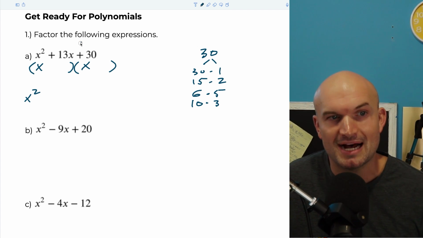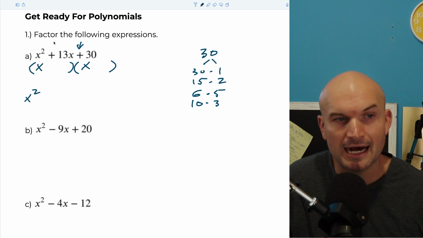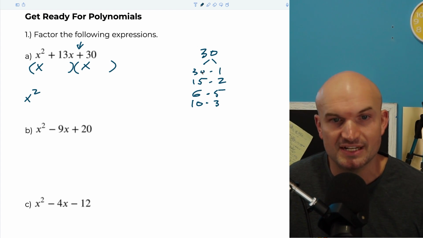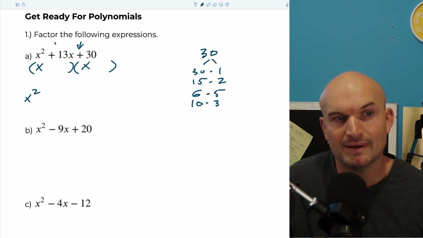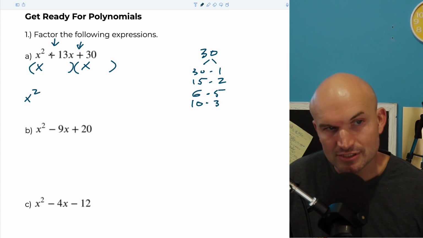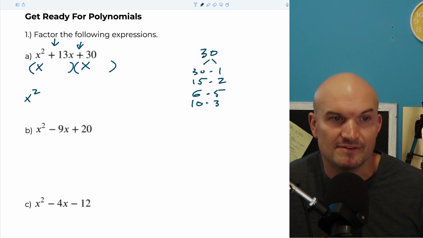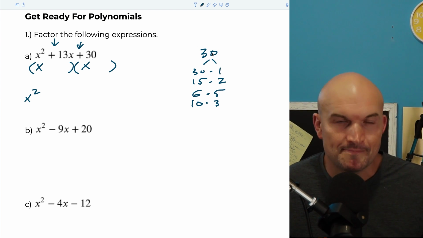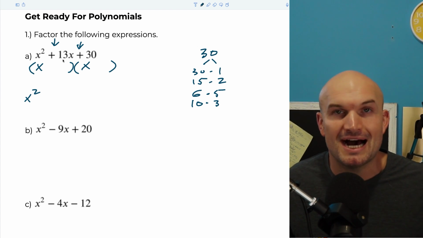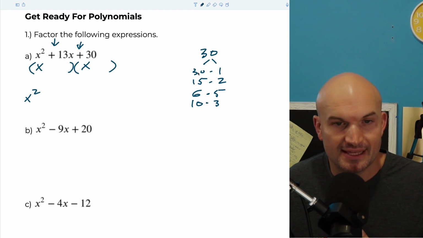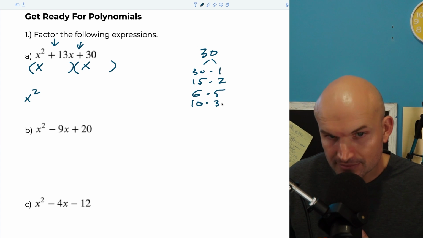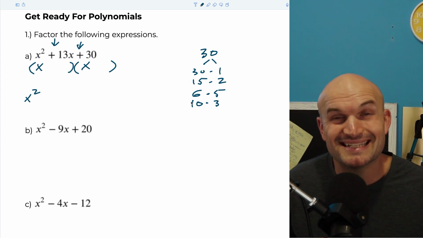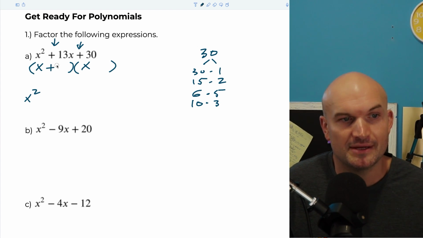Now, since it's a positive 30, I know the factors could be either both positive or both negative. Then what we want to do is look at my middle term. If my middle term is positive and my last term is positive, then I want to ask which of these factors multiply to give me 30, but also add to give me a positive 13? Hopefully you can see that these two add to give me 31, this is going to be a 17, this is an 11, and this gives me a 13. So you can see that 10 and 3 are going to be your factors. So I have a plus 10.